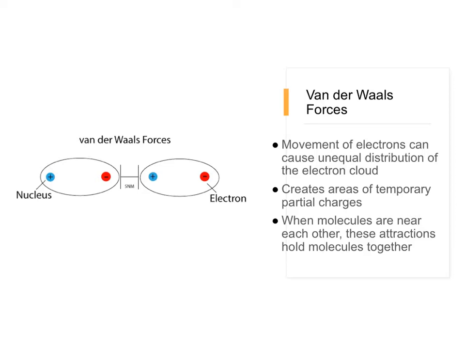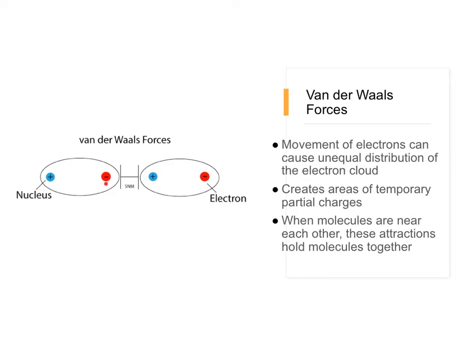So van der Waals forces form when the movement of electrons causes unequal distribution in the electron cloud. So electrons are constantly moving about the nucleus of the atom, and electrons have a negative charge. The nucleus, which contains protons and neutrons, has a positive charge because of the protons. So then depending on where these electrons are, you might get temporary areas with temporary partial charges.